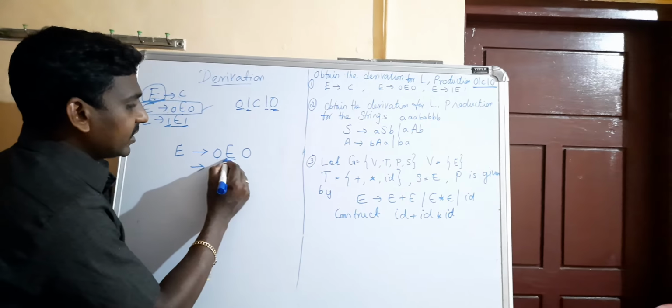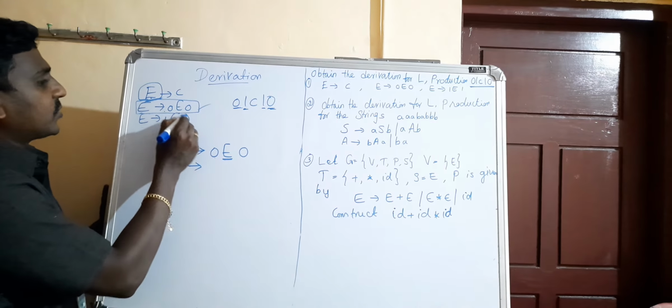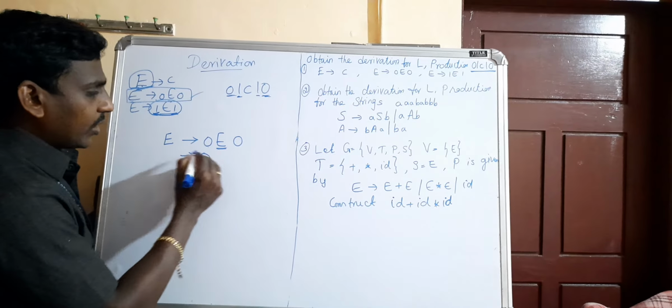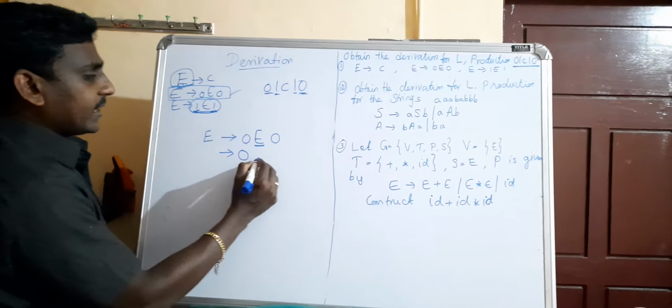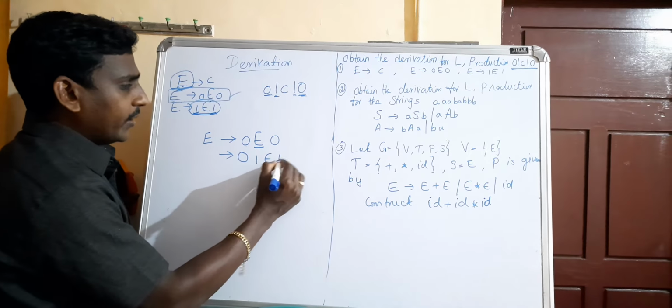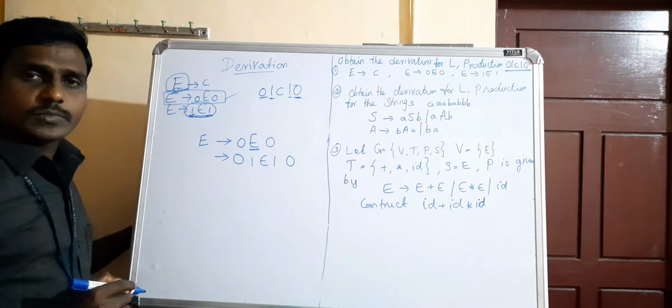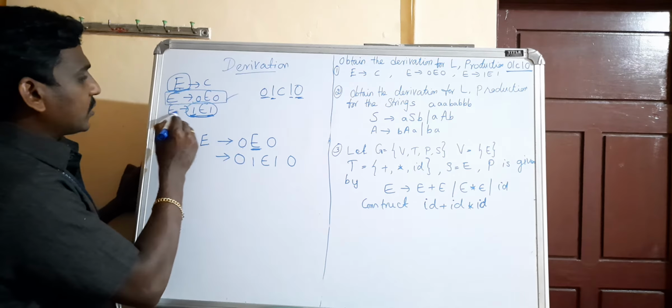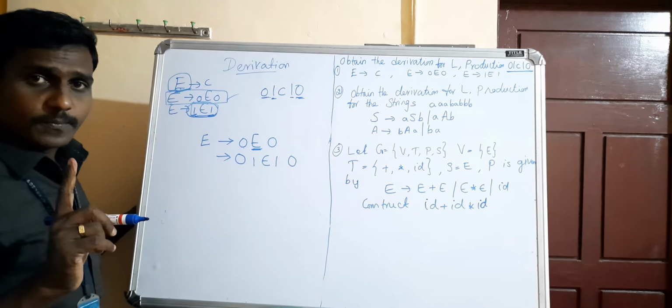Okay. So in this place E I can substitute this production. So 0 is there, 0 already is there. For this E I can substitute 1E1, and this 0 I want to write. See, this E I am going to apply this production. That is the rule. Okay.